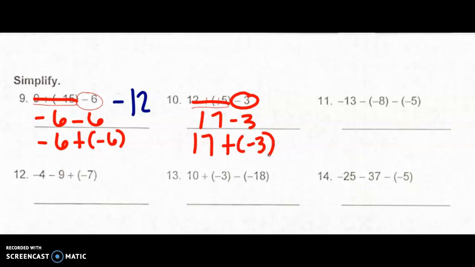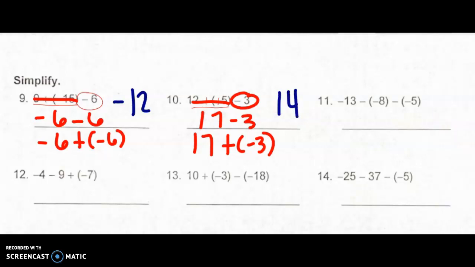Now when you look at this, if you automatically know what 17 minus 3 is without doing keep change opposite, that's fine, just solve the problem. But if you need to do additive inverse so that you stay in that routine of anytime I have a subtraction problem, I use additive inverse, then do that. You're going to get the same answer, it doesn't matter. So 17 plus negative 3, my signs are different, so I subtract, and the answer is 14.